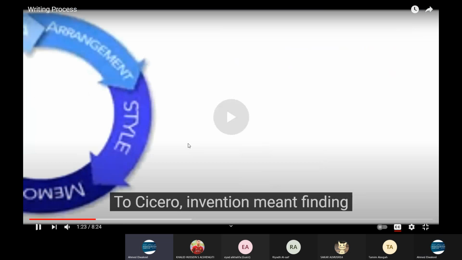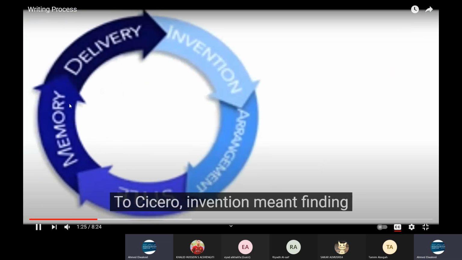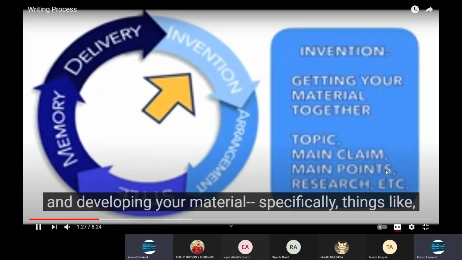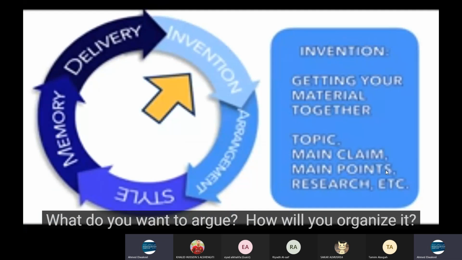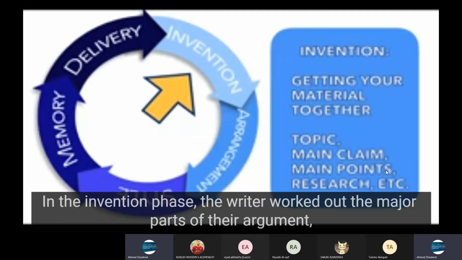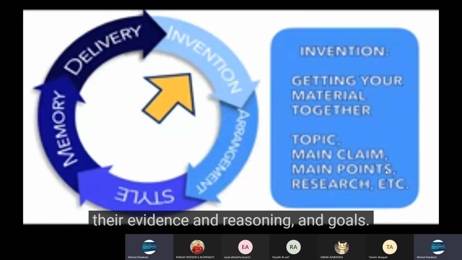To Cicero, invention meant finding and developing your material, specifically things like, what's your topic? What do you want to argue? How will you organize it? In the invention phase, the writer worked out the major parts of their argument, their evidence and reasoning, and their goals.